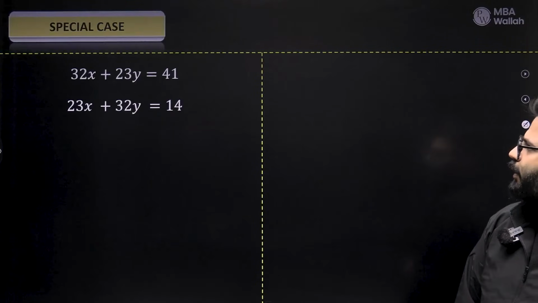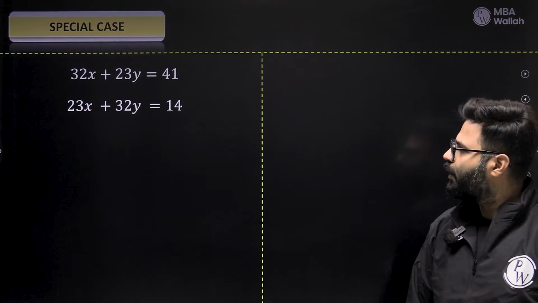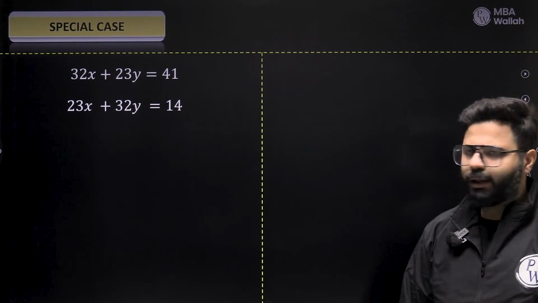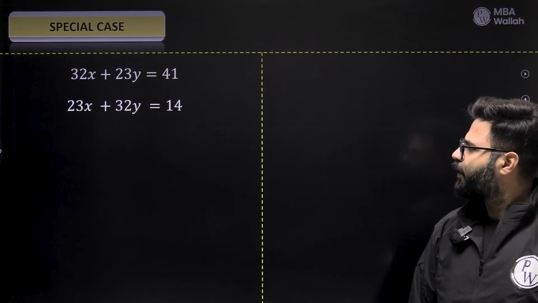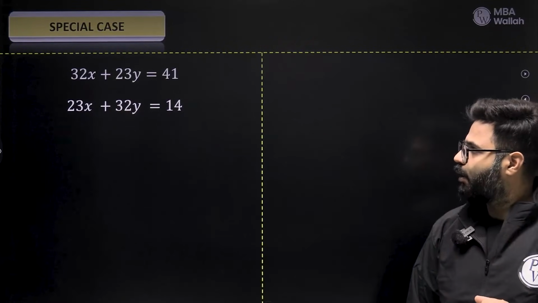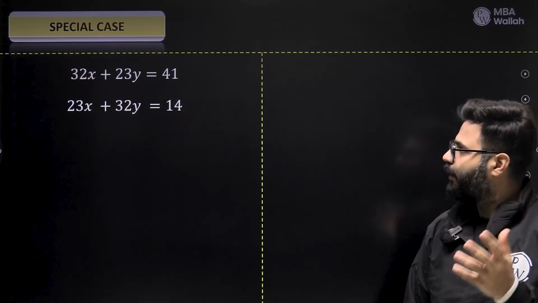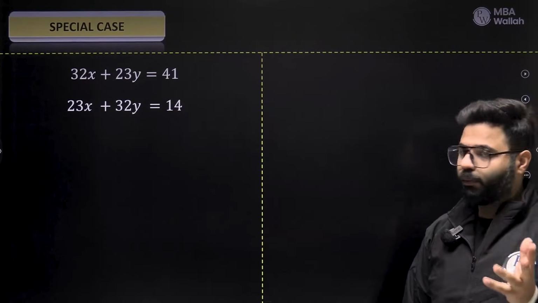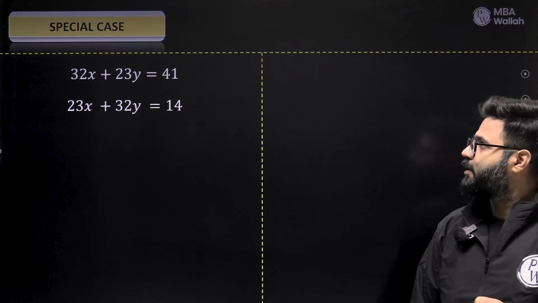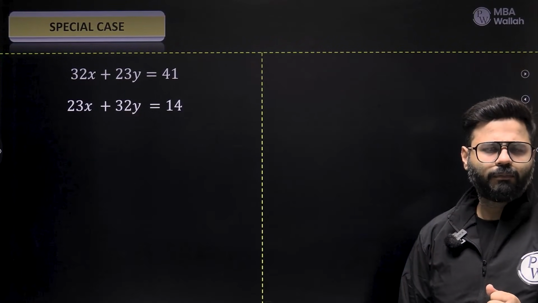Let's have a look at this question, guys. This is a special case, right? Now, seems tricky. Pause and try. Substitution seems out of the picture. Elimination requires a lot of efforts. 23 to be multiplied in the first equation, 32 to be multiplied in the second equation, right? Feels like this is a challenge. But can you think of something?